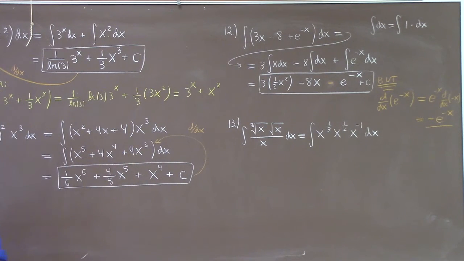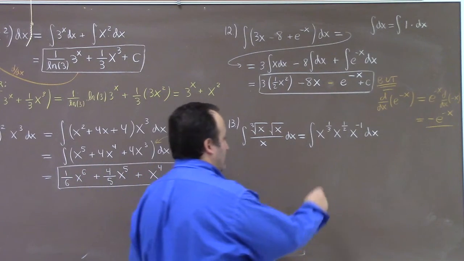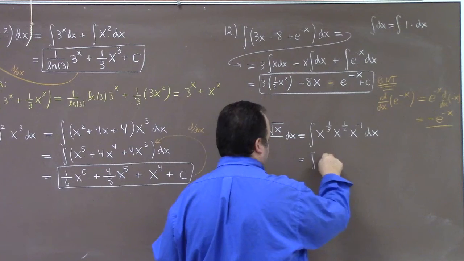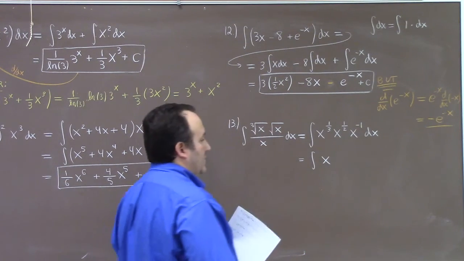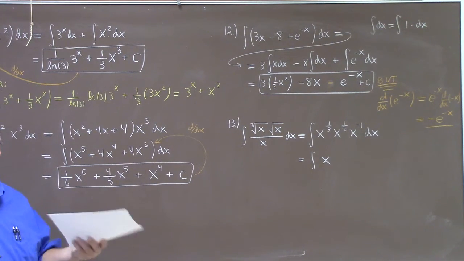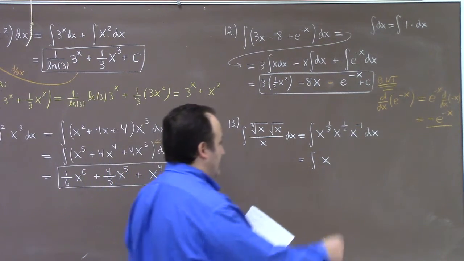Cube root is the 1/3 power, square root is the 1/2 power, and dividing by x is multiplying by the negative 1 power in x, right? And then we add exponents, right? So what's 1/3 plus 1/2 minus 1? Put it all in terms of sixths, right? We got 2/6 plus 3/6 minus 6/6. That's 5 minus 6. I believe I have minus 1/6, right?